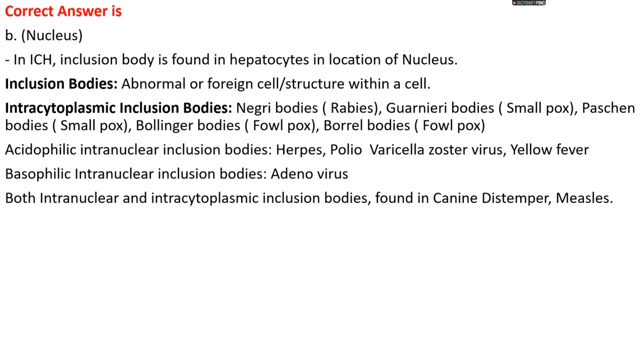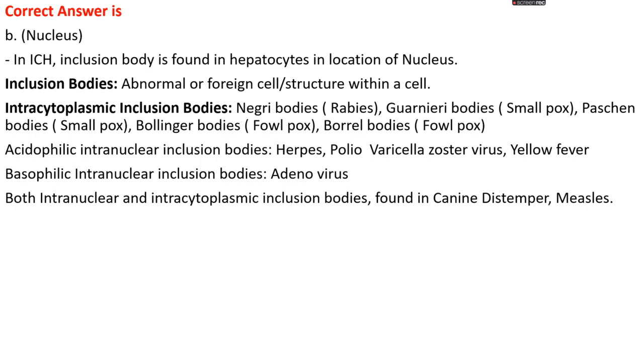Inclusion bodies are abnormal or foreign structures which are present within cells. Intracytoplasmic inclusion bodies include Negri bodies, which are seen in rabies, Guarnieri bodies, which are seen in smallpox, Paschen's bodies, also seen in smallpox, Bollinger bodies, seen in fowlpox, and Borrel bodies, also seen in fowlpox.